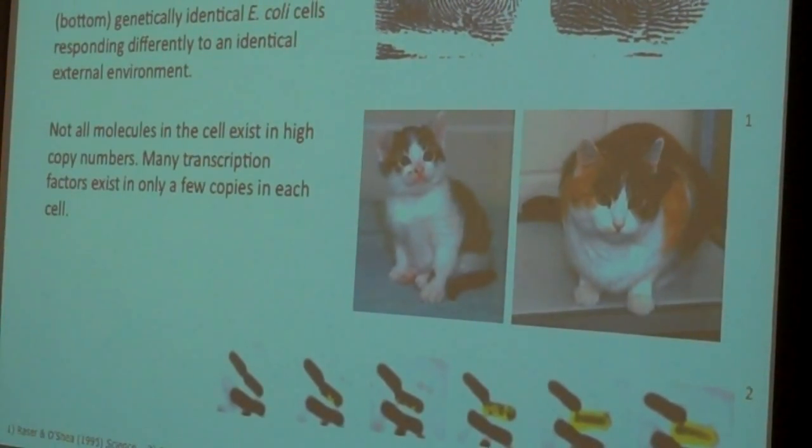And so we do not have the technological capability to model fingerprints being made or cats developing fur, but maybe we can approach the complexity of simulating what these bacteria are doing and reacting differently to the same environment.